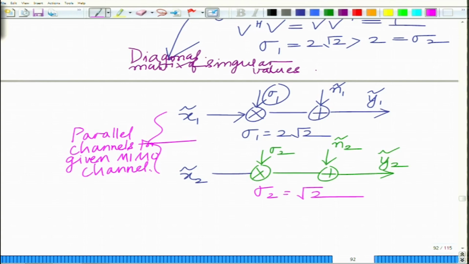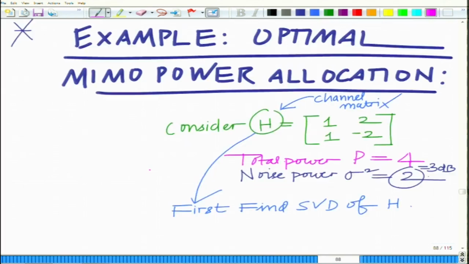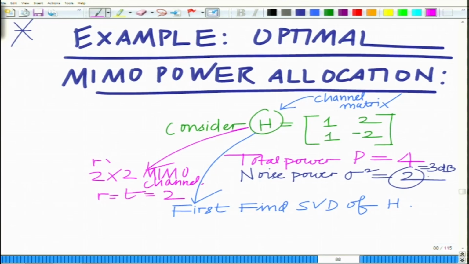These are the parallel channels for the given MIMO channel. In fact, you will realize that the given MIMO channel is a 2 cross 2 MIMO channel, which we have not mentioned, and this is very easy to see. This is R cross T, 2 cross 2, so we have R equal to T equal to 2. So, this is a 2 cross 2 MIMO channel with R equal to T equal to 2.